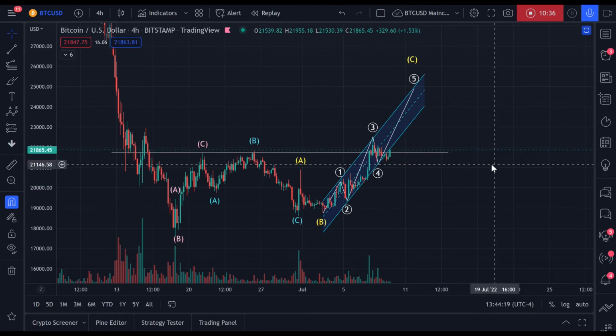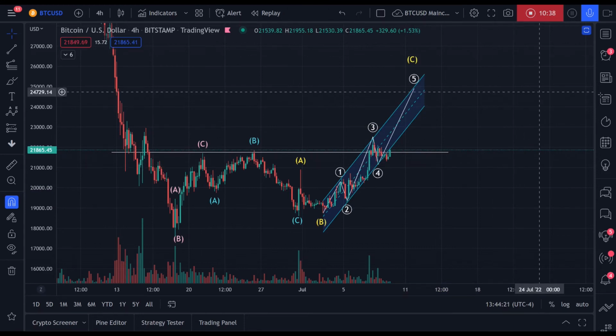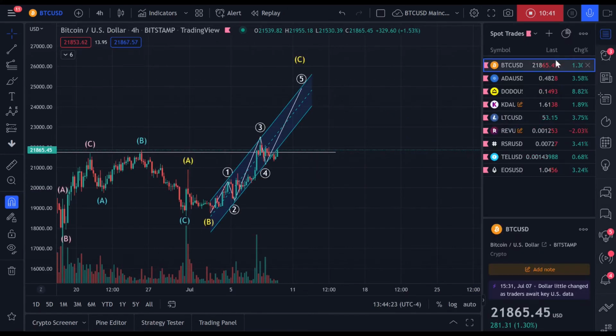Okay, now what does this mean for altcoins? As you can see, altcoins have done decently during the time that Bitcoin has been correcting in this wave 4 correction.